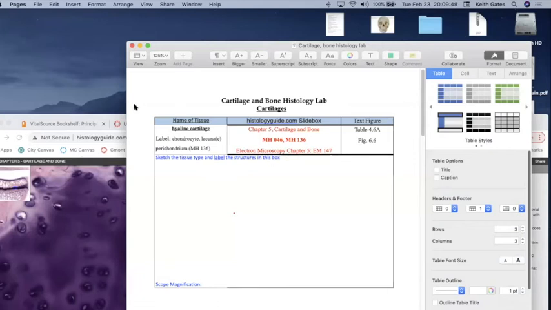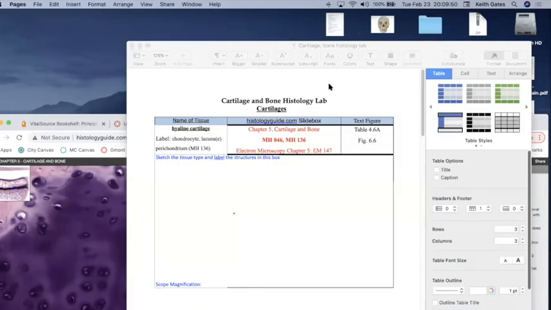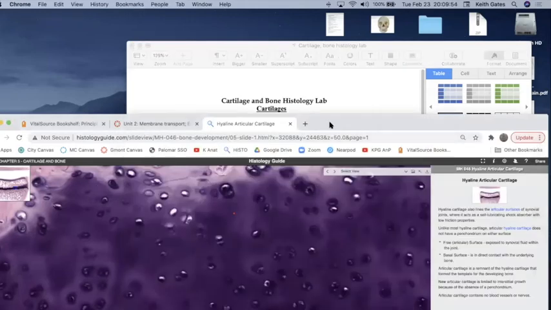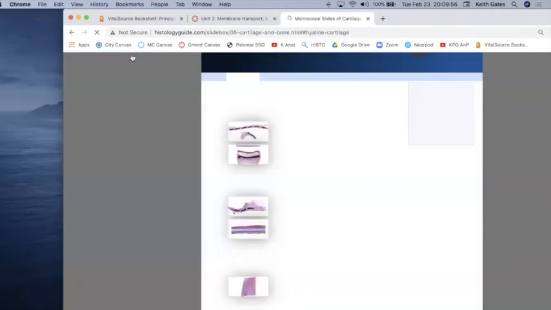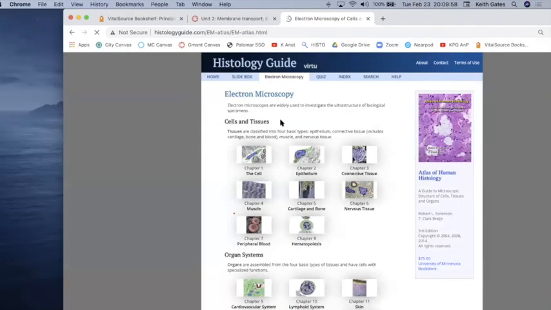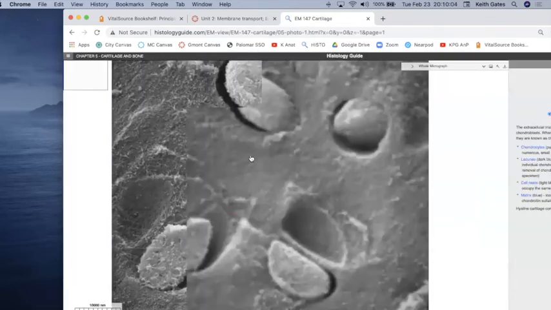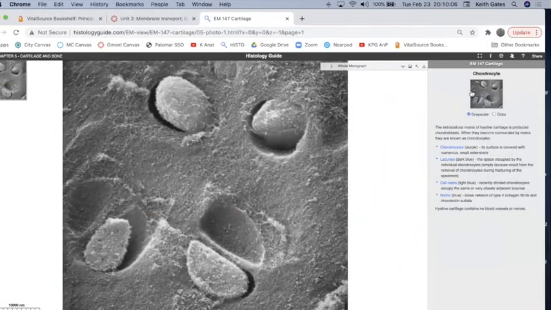So those are just a couple of pictures. And then that picture, this one that says EM147, that's the electron microscopy site. That's the one I was showing in the lecture videos. And these are all those pictures from the EM ones I've already shown, but that's the cartilage.